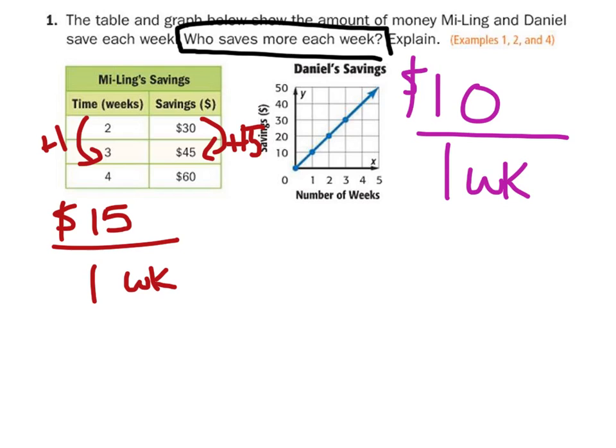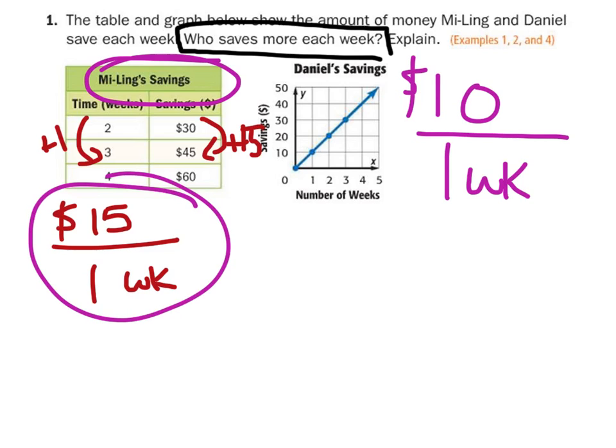So who saves more each week? Mealing does. Because Mealing is saving $15 every week. The explanation, this should work. Okay. Micah?